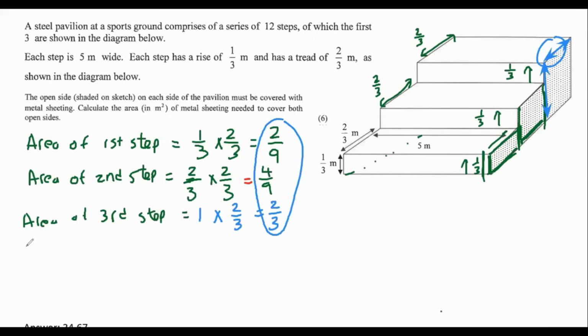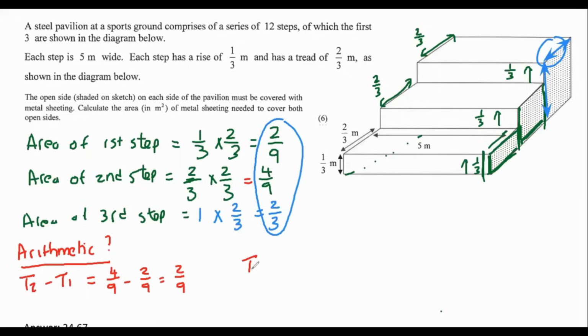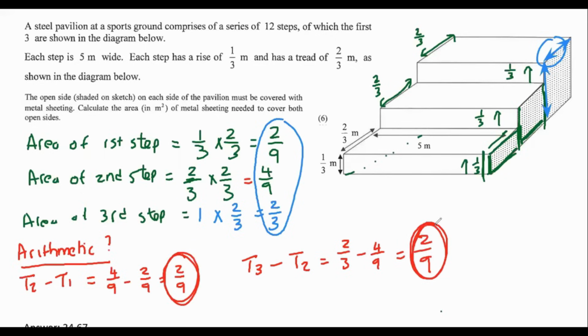So to investigate if it is arithmetic, we need to see if the difference is constant. So we can say T2 minus T1, and let's see what that equals. That's 4 over 9 minus 2 over 9, which equals 2 over 9. Then we need to check if the difference stays constant. So I look at T3 minus T2, and that's 2 over 3 minus 4 over 9, and that gives us 2 over 9. So if the difference is remaining constant, then it is an arithmetic pattern.